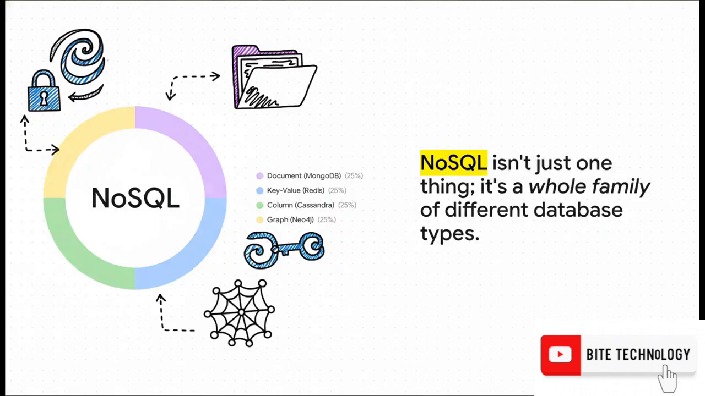And this is a really important thing to get. NoSQL isn't just one thing. It's more like a family, a whole collection of different kinds of databases. You've got document databases like MongoDB, lightning-fast key-value stores like Redis, and even these really cool graph databases that are perfect for mapping out complex connections, like in a social network.